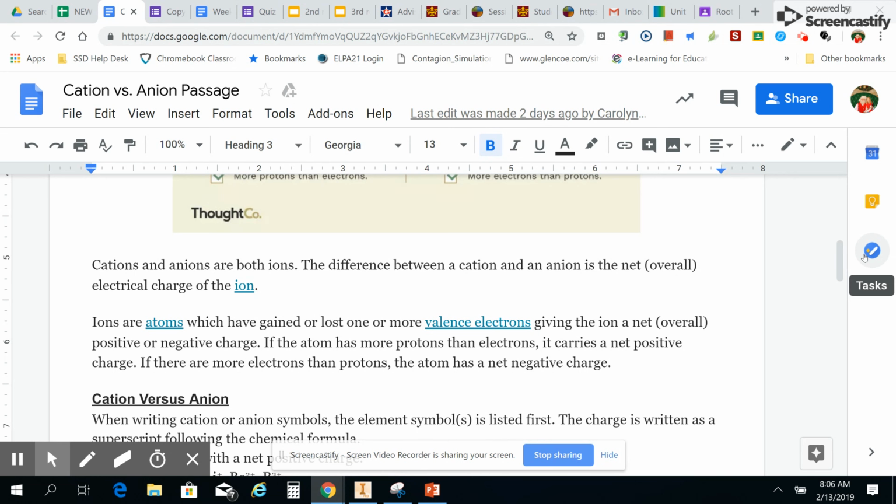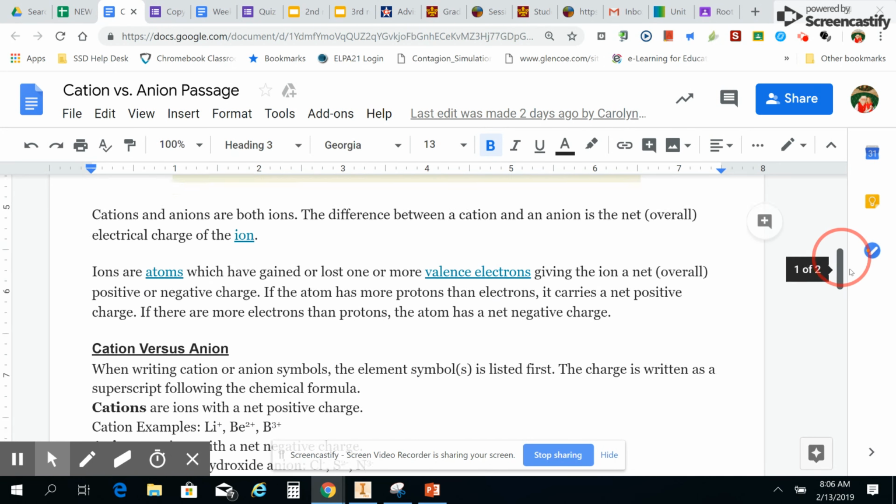Ions are atoms which have gained or lost one or more valence electrons, giving the ion a net overall positive or negative charge. If the atom has more protons than electrons, it carries a net positive charge. If there are more electrons than protons, the atom has a net negative charge.